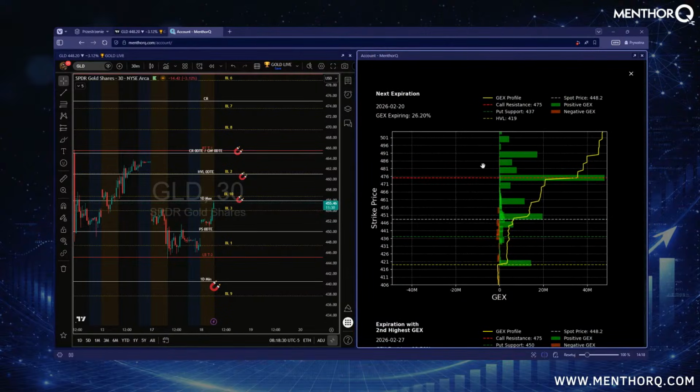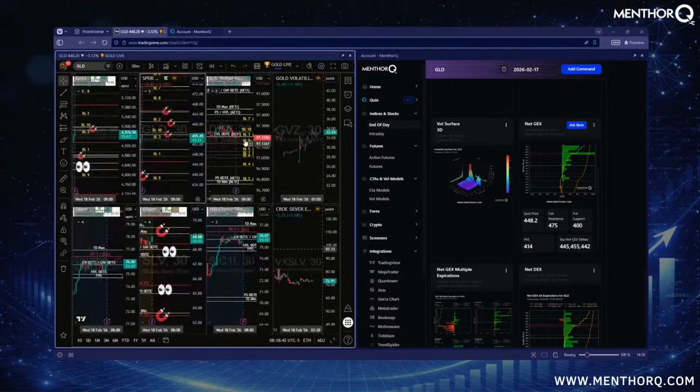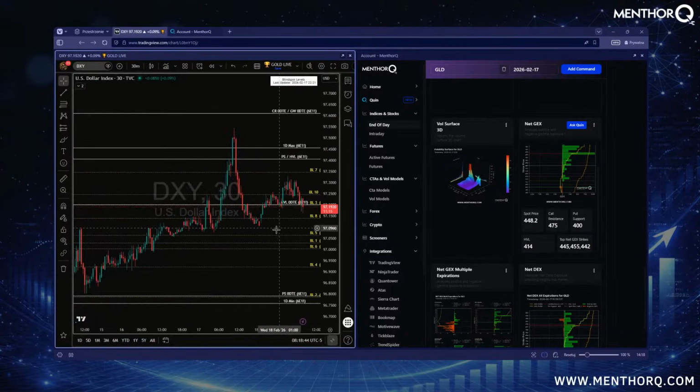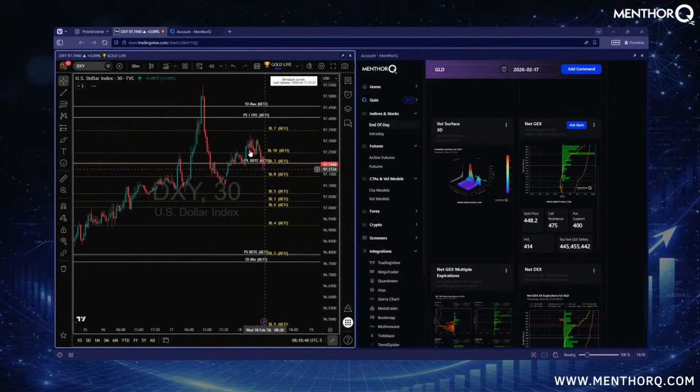Next expiration, 20 February, main strike, of course, 476, like we were seeing on the bigger picture right here. So everything right now is matched to each other. I hope this is clear. Right now, the dollar index, after a big impulse, gets a little bit of correction. Let's check what will be later.